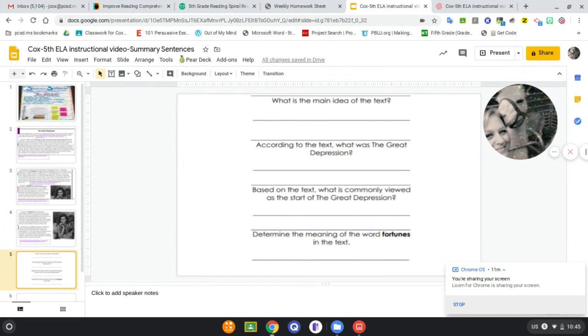I hope that this summary sentences strategy helps you to understand the text on a deeper level. I hope you use it because you can use it with any text there is. It doesn't matter if this is fiction or if it's nonfiction. If you have a poem or an article, it doesn't matter as long as you can write these summary sentences. And being able to summarize is one of the biggest skills that a fifth grader needs to master.